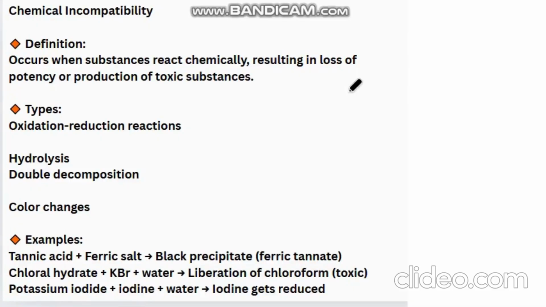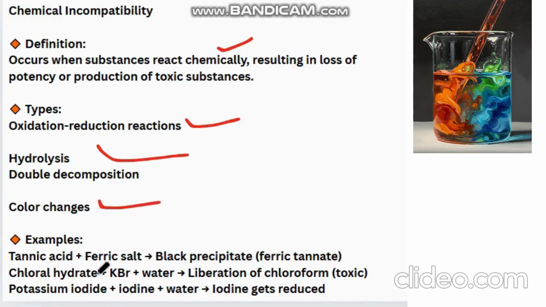Chemical incompatibility. It occurs when substances react chemically, resulting in loss of potency or production of toxic substances. So in chemical incompatibility, a specific chemical reaction takes place. It will affect the chemical properties of the drug, or you can say the formulation. There are many chemical reactions like oxidation, reduction, hydrolysis, and it may lead to color change.